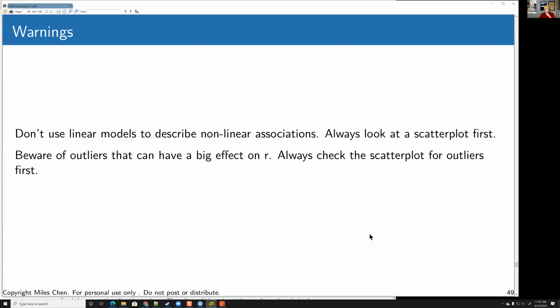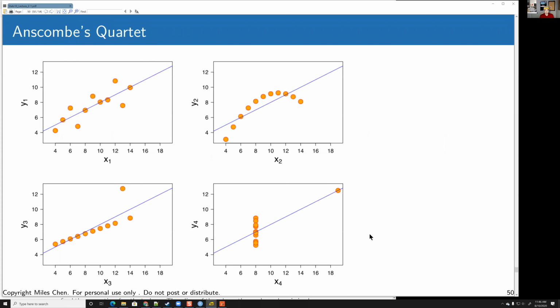You also have to be careful about outliers. Outliers can have a big effect on the resulting correlation. And so you should always create a scatter plot just to see, hey, are there any outliers? It's hard to notice outliers just from looking at a table of data. But when you create a scatter plot, it's a lot easier to identify outliers. Our visual processing is much better at picking out outliers. So always keep that in mind.